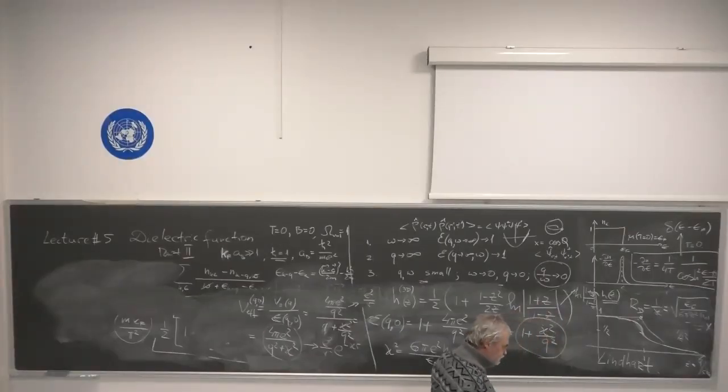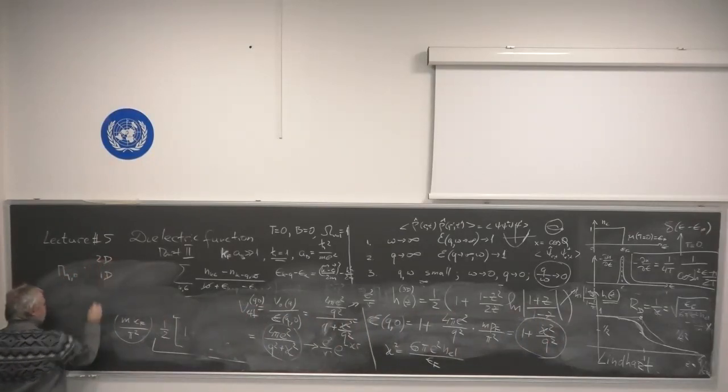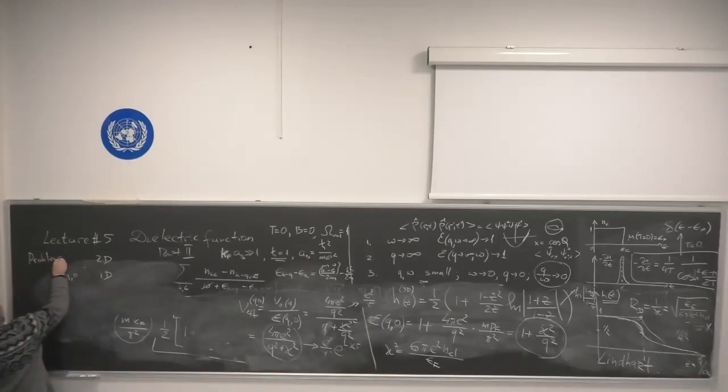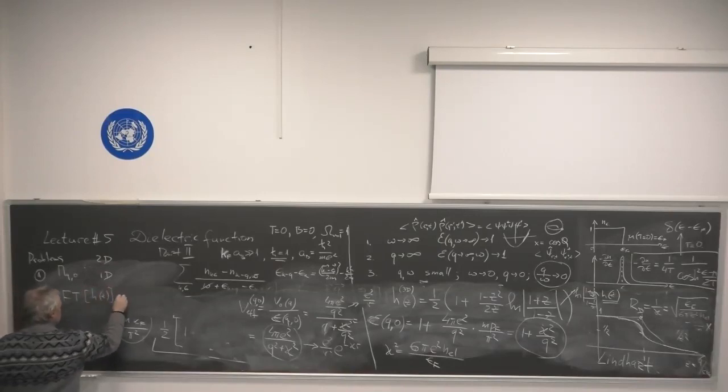Lindhard function. I computed it for the 3-dimensional case. So P, Q, 0, 2D, 1D. Then take your Lindhard function and compute the Fourier transform, so problems. This is problem number 1. Problem number 2: Fourier transform of the Lindhard function at 3D, 2D, and 1D.